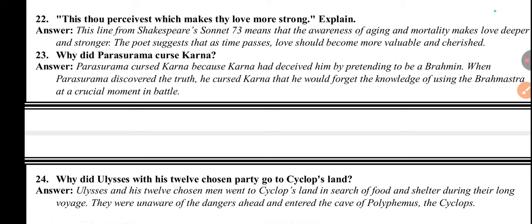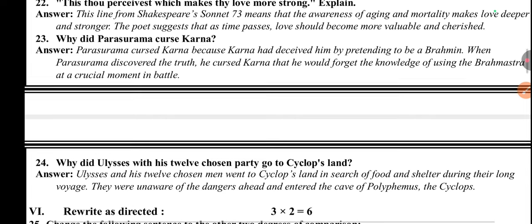This thou perceivest, which makes thee love more strong. Explain. This line from Shakespeare's Sonnet 73 means that the awareness of aging and mortality makes a lover's love deeper and stronger. The poet suggests that as time passes, love should become more valuable and cherished.